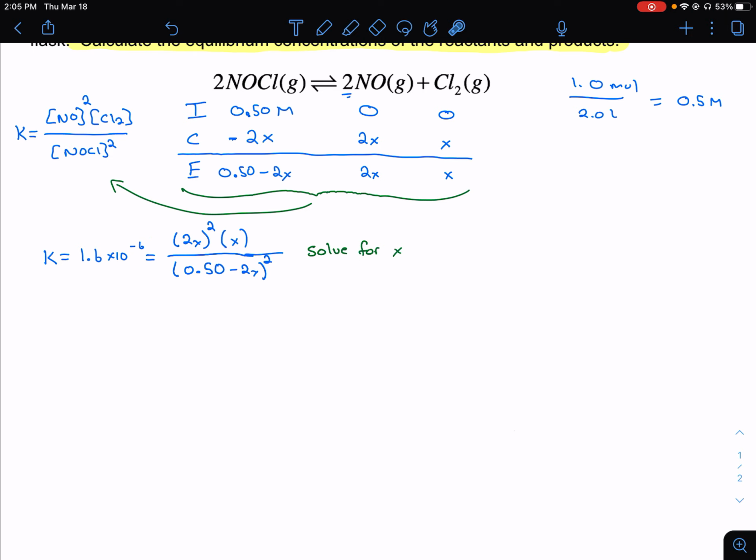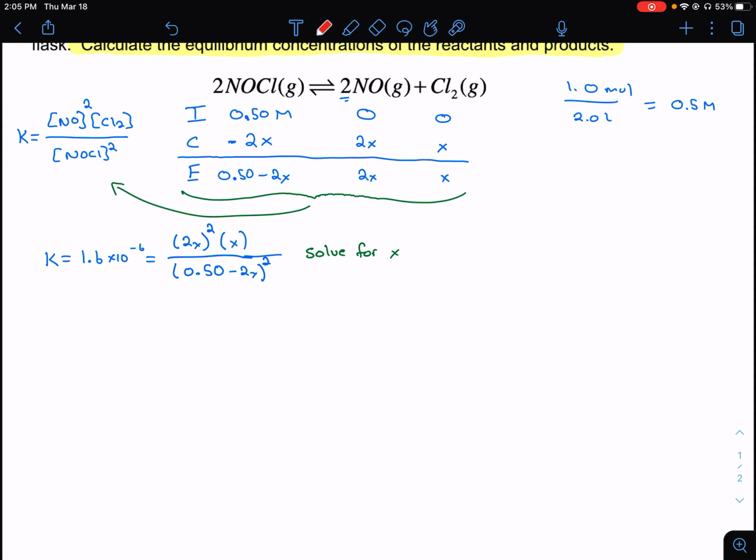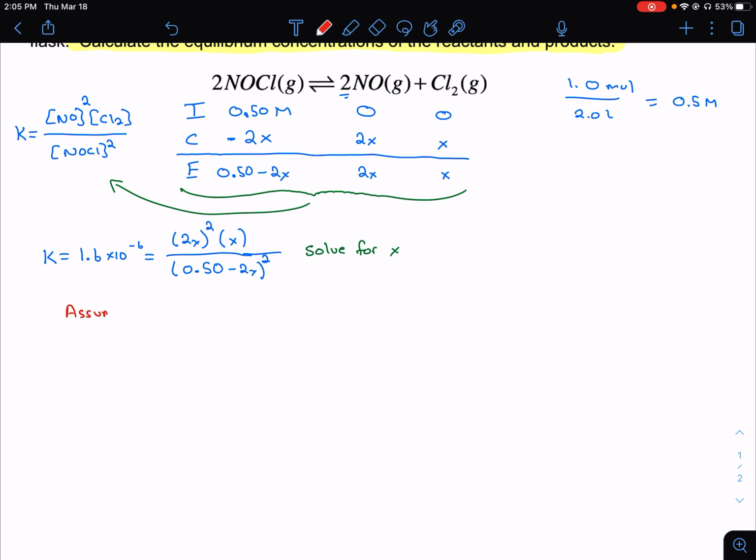If we come up to a reversible reaction, if this is 10 to the minus 6th, that means this reaction is weighted almost entirely on the reactant side. And we have very, very little product. So what that tells us is when you consider this expression on the bottom, 0.5 minus 2x, we can make an assumption. And we're going to assume that really that minus 2x is negligible compared to 0.5. Or stated another way, 0.5 is just much, much, much bigger than 2x.